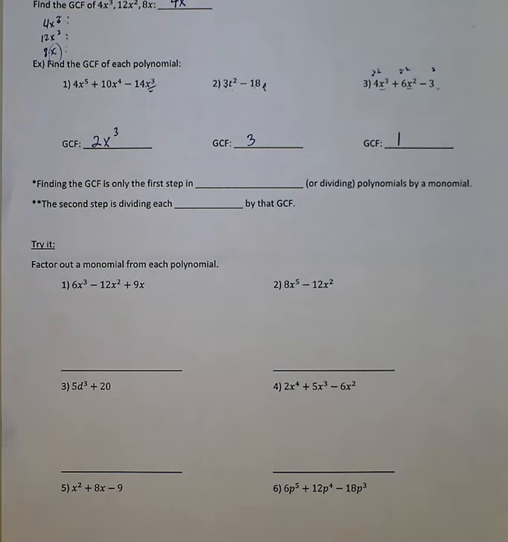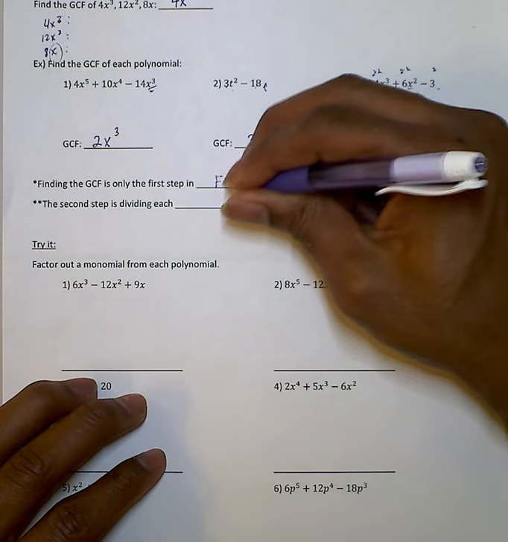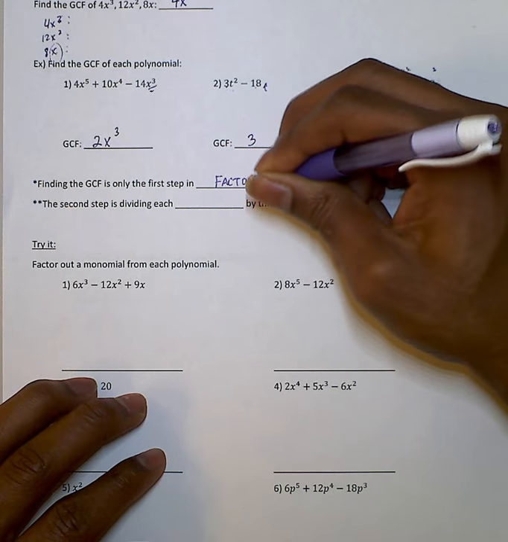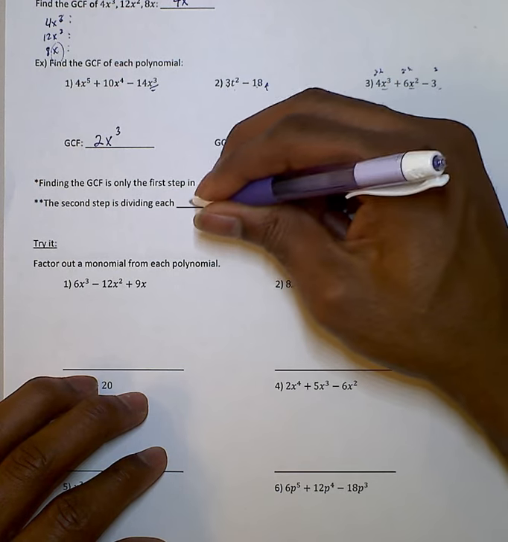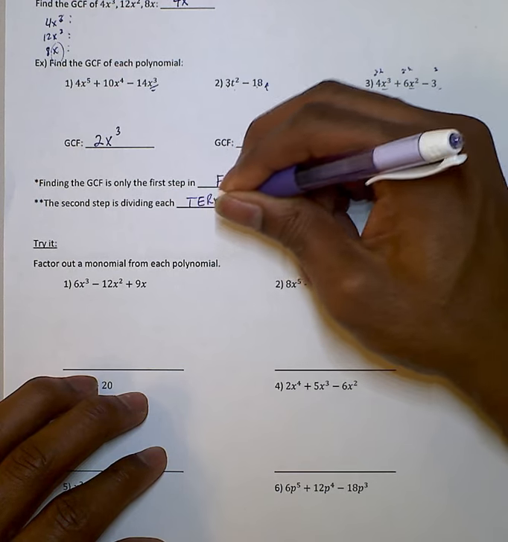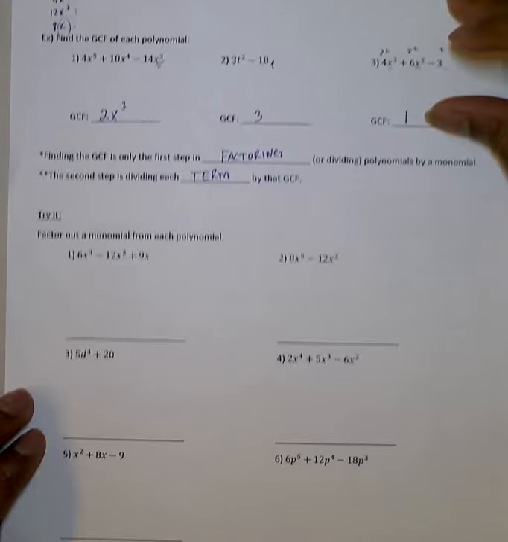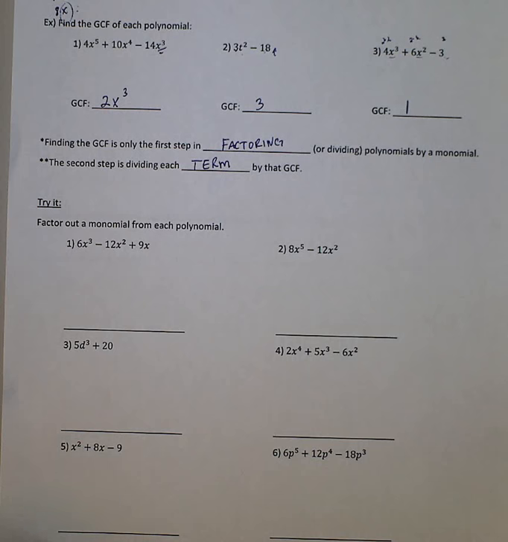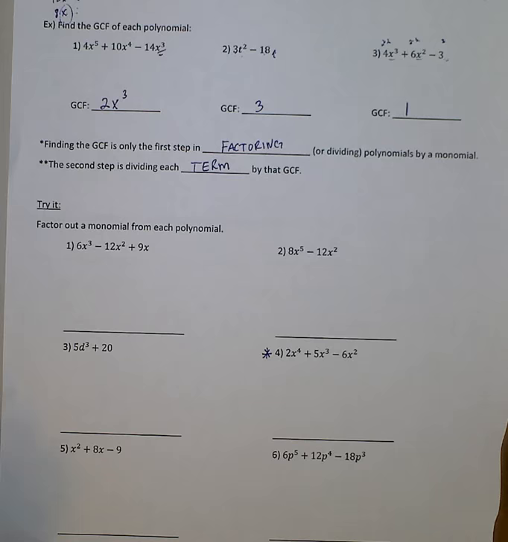Now, finding the GCF is only the first step in factoring polynomials. The second step is dividing each term by the GCF. And so now that's what we'll practice in this next section. We'll do 4 of these, and I'll leave 2 of them for you to handle and bring in on your own. So the ones that I'm going to leave for you to handle and do on your own are number 4 and number 5.